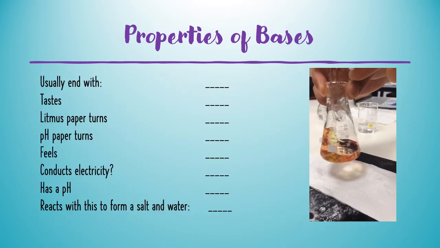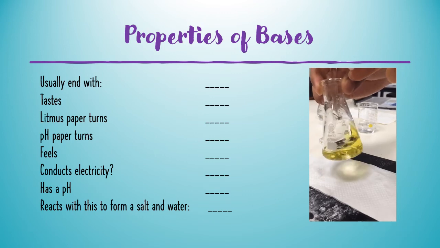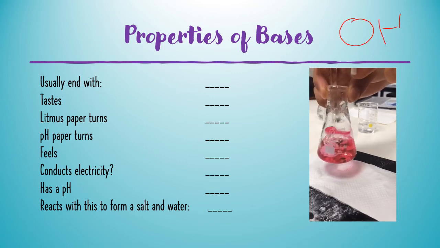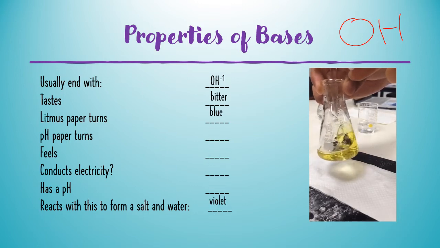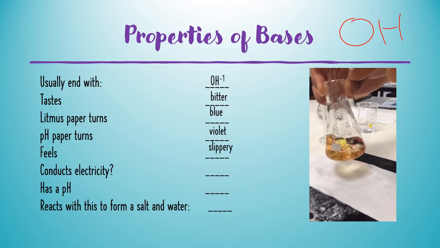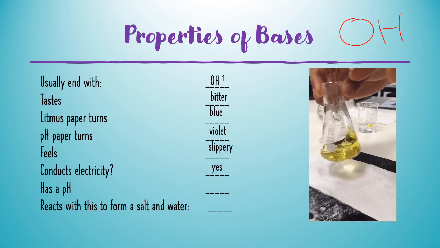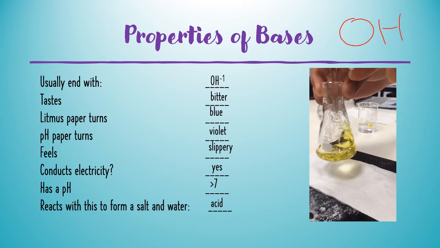Bases. Bases are the opposite of acids, we said yesterday. They produce OH, and they usually end with OH. They taste bitter. They turn litmus paper blue and pH paper violet. They feel very slippery. They will conduct electricity. They have a pH greater than 7. And with an acid, they'll form salt and water.